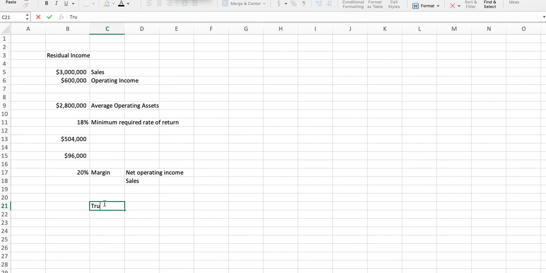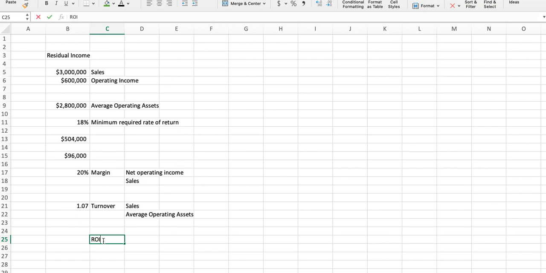Another thing we can look at is turnover. Our turnover is our sales over our average operating assets. So with this one, we would have our sales divided by our average operating assets, and we have a turnover of 1.07. Again, what does it mean? Not a whole lot unless we have something to compare it to. And again, we have benchmarks and standards and we look at last year and so forth.